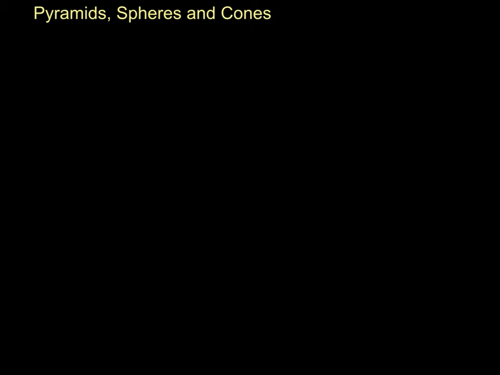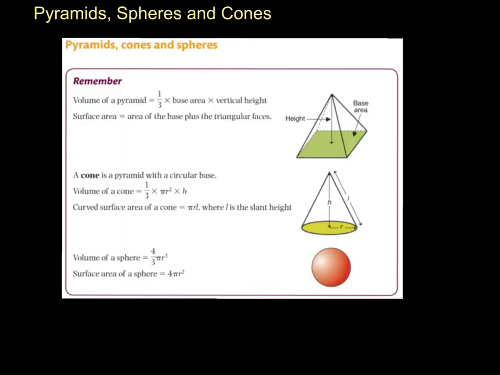So this lesson is about how to use some formulas involving pyramids, spheres and cones that are given to you in your formula sheet in your exam. First one is the volume of the pyramid. It's a third times the base area, which is that green shape there, times the vertical height of the pyramid.